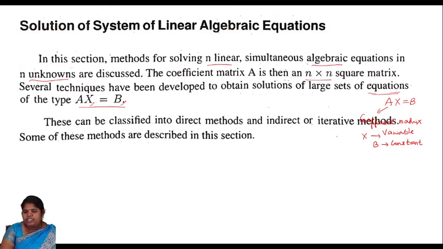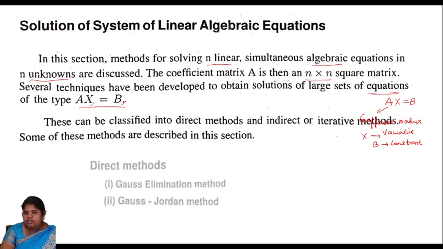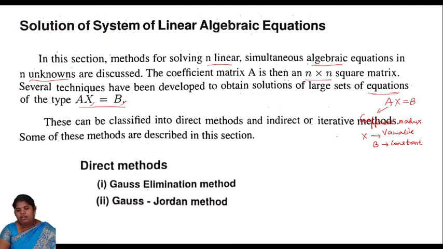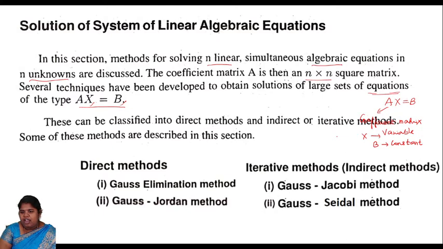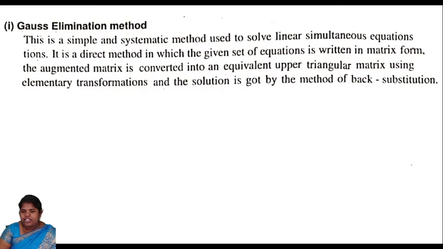Now we are going to discuss direct and indirect iterative methods. The direct methods are Gauss elimination method and Gauss-Jordan method. Iterative methods, or indirect methods, are Gauss-Jacobi and Gauss-Seidel. So we are going to discuss four methods. Gauss elimination and Gauss-Jordan are direct methods. Gauss-Jacobi and Gauss-Seidel are iterative methods, sometimes said to be indirect methods. So first, Gauss elimination method.